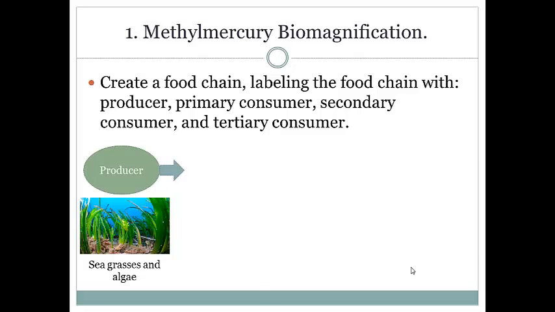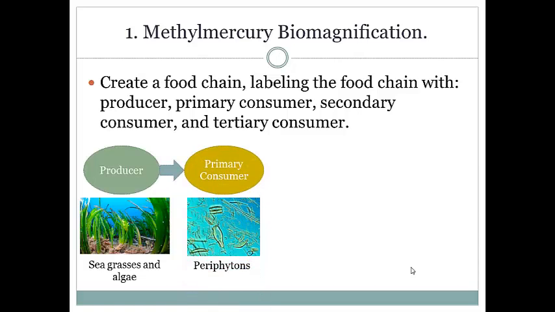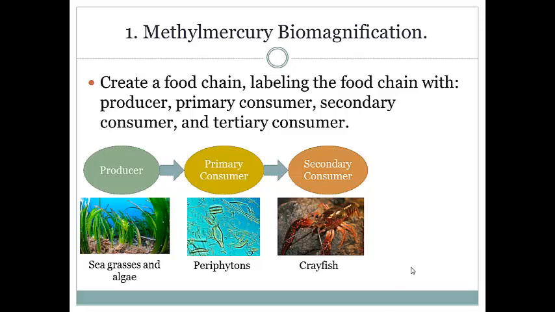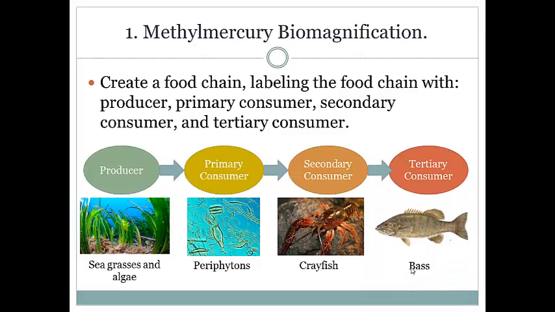So the primary consumers eat the primary producers. And the organism that's going to represent this is the periphytons. Periphytons are consumed by crayfish, and crayfish are consumed by our tertiary consumers, which is going to be a bass in this example.